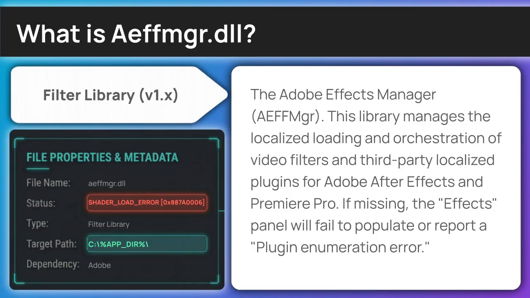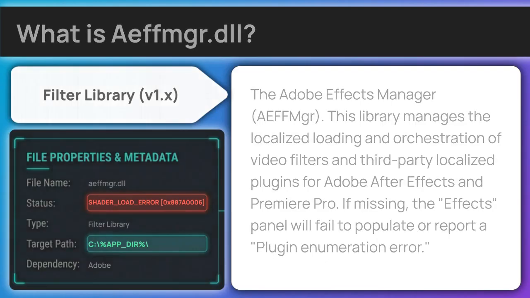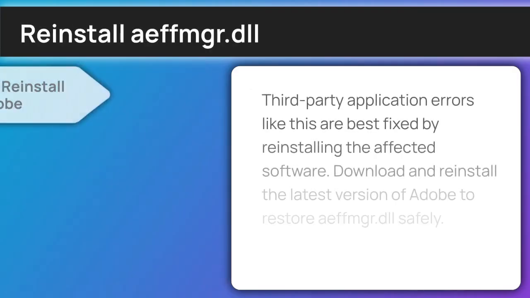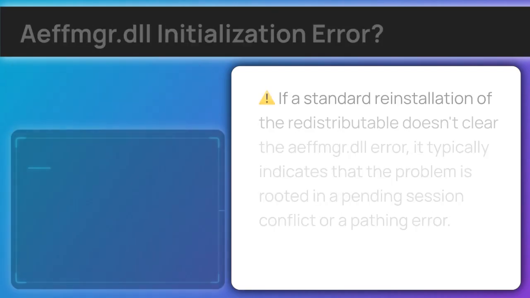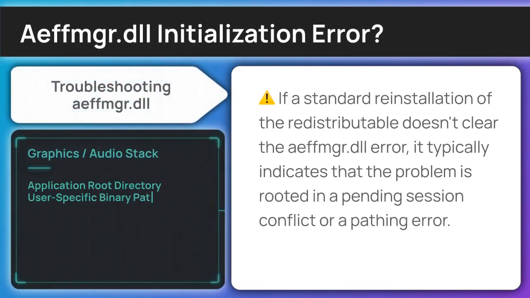Our first move is installing a fresh, clean copy of the library. Third-party application errors like this are best fixed by reinstalling the affected software. Download and reinstall the latest version of Adobe to restore Aeffmgr Library DLL safely. If that initial setup didn't clear the pop-up, let's examine the specific initialization sequence assigned to your application's directory.